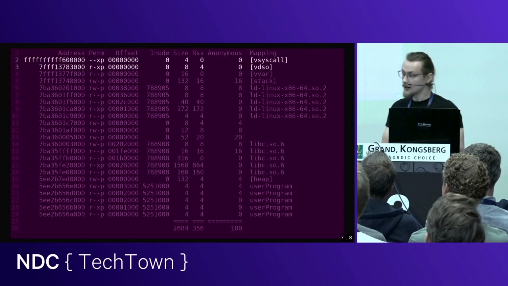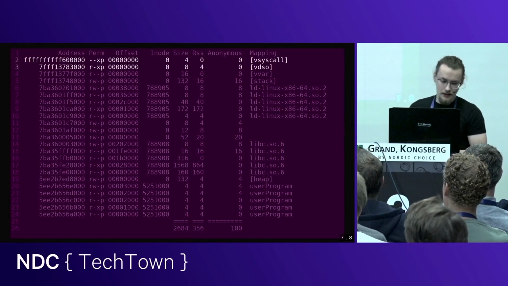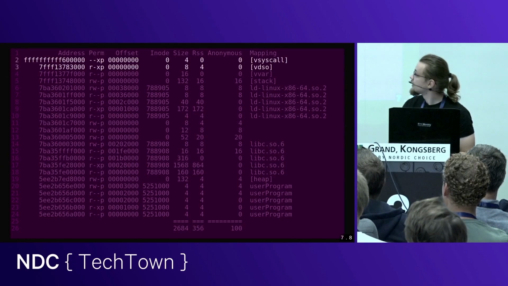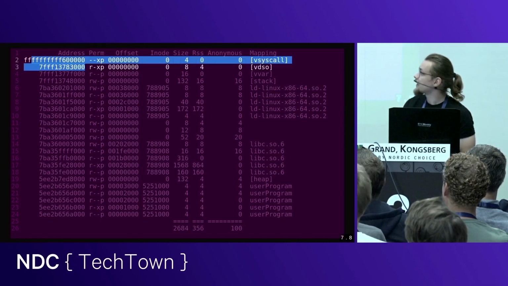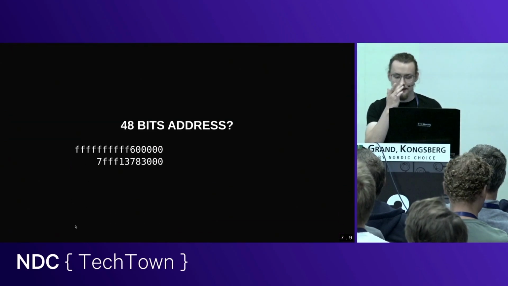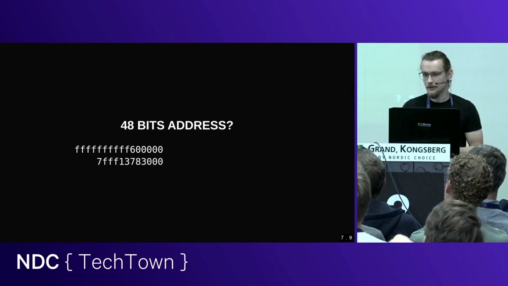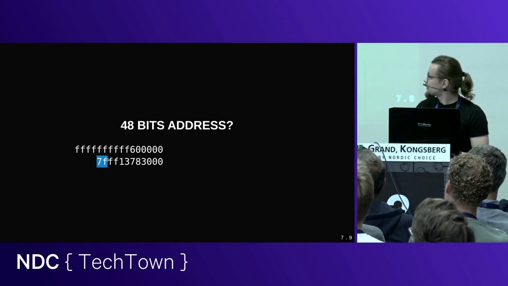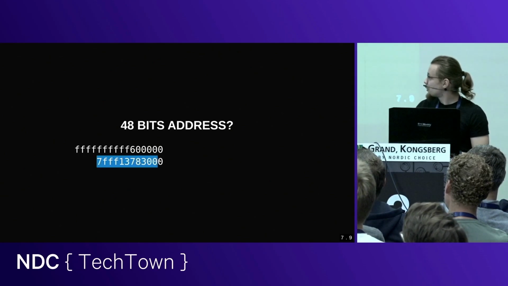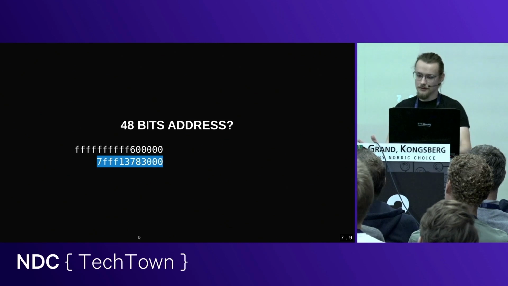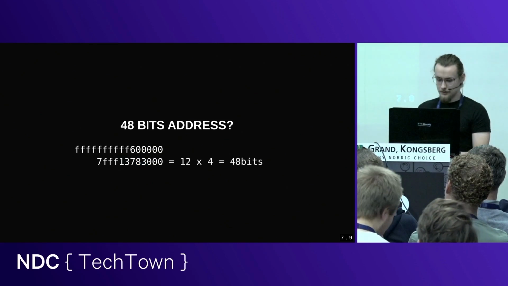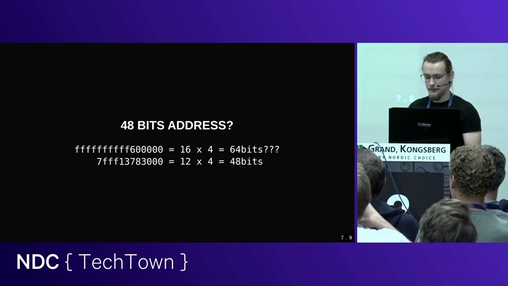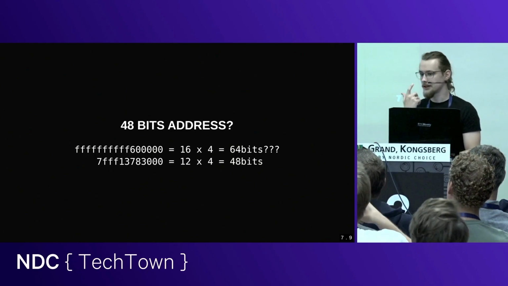Okay, let's go back to this listing. And if we look at those first two lines, we can see that those addresses have different lengths. And before I said that the addresses are always 48 bits, right? So what is happening here? The address at the bottom has 12 characters, and each character encodes 4 bits, so it's 12 times 4, which is 48 bits. But this address at the top is actually 16 characters. So 16 times 4 is 64 bits. So what is happening here?